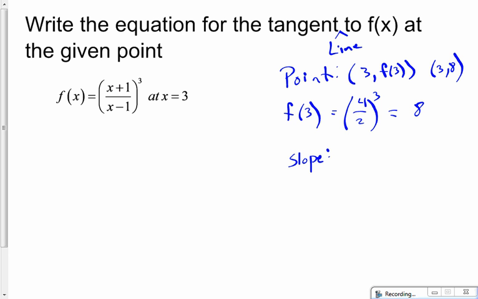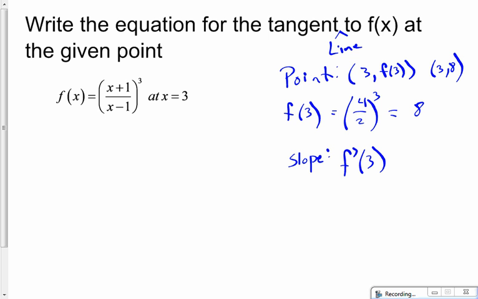Calculus notation. What is the slope? Using function notation, the slope of this is the derivative at 3. How do we write that? F prime of 3. This is what we want. We want f prime of 3. Do we have f prime of x? We sure don't. Okay. We need f prime of x.